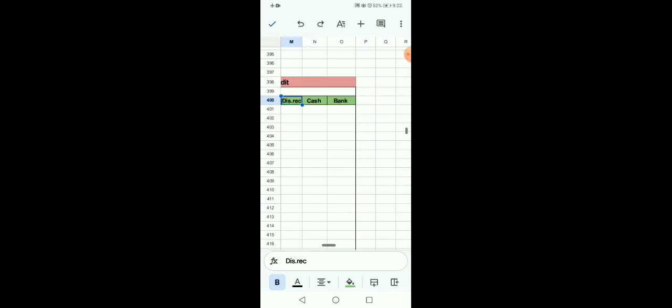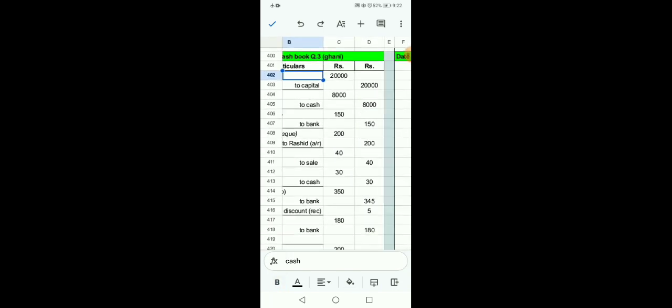Here we have the cash book, and you can see there is a debit side and a credit side. On the debit side you can see discount, cash and bank columns. On the credit side you can see discount, cash and bank columns. We will go to the journal entries and look at these three elements only: discount, cash and bank. If they are debit in the journal, we will choose the debit side of the cash book.